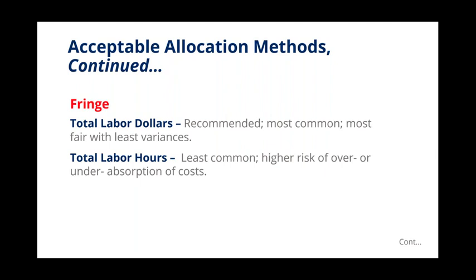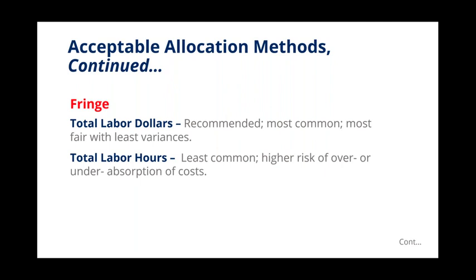Here, when we talk about fringe, the 2 primary approaches are either over total labor dollars, which is what we believe to be the most recommended and most common. We feel like it's the most fair with the least variances in comparison to doing total labor hours. That's least common, and there's a higher risk of over or under absorption of costs.